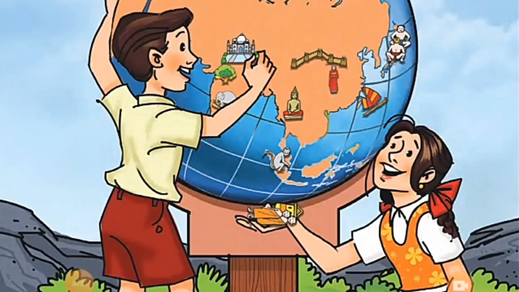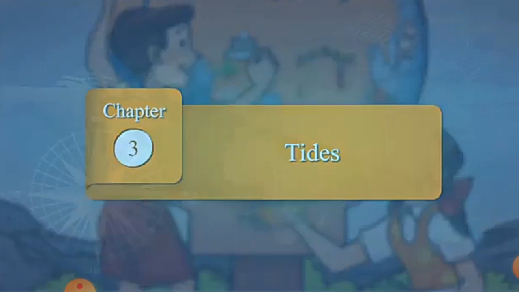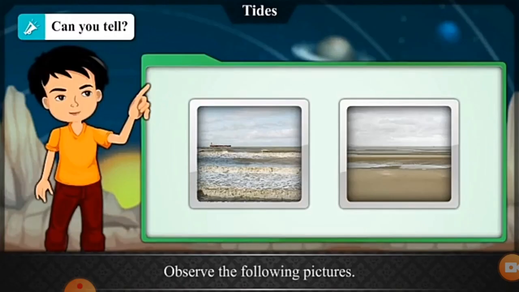Hello students, today we begin a new chapter of geography, chapter number 3, Tides. It starts with two photographs. Observe the following pictures, answer the questions given below and discuss.